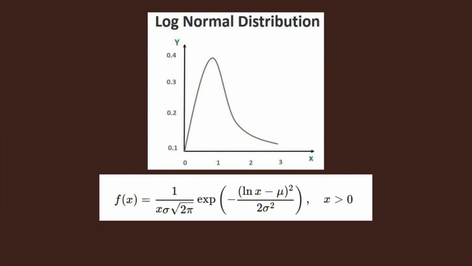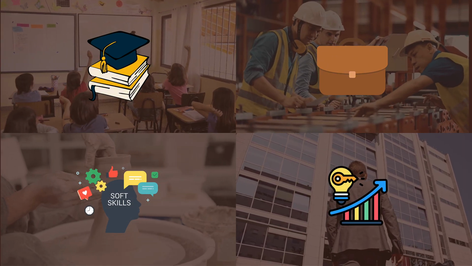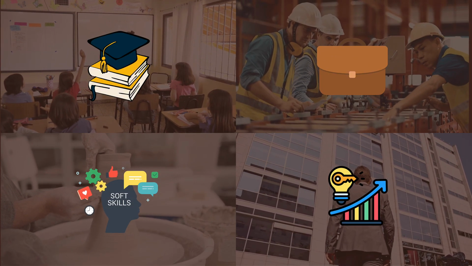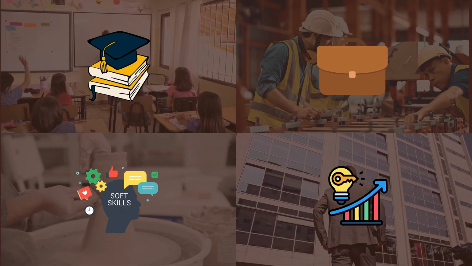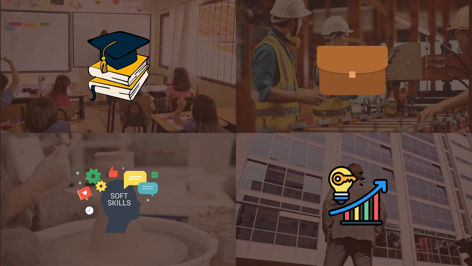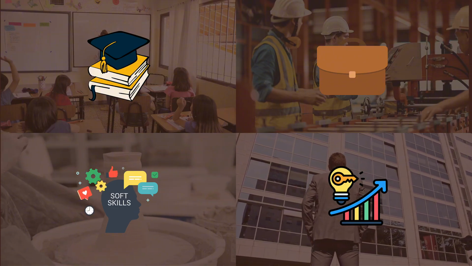A log-normal distribution occurs when the natural logarithm of a variable follows a normal distribution. It is widely used to model income because income values cannot be negative and typically display a right-skewed pattern. In addition, income is influenced by factors such as education, work experience, skills, and career opportunities, which tend to accumulate over time. As a result, most individuals earn moderate incomes while a smaller number earn substantially higher incomes.